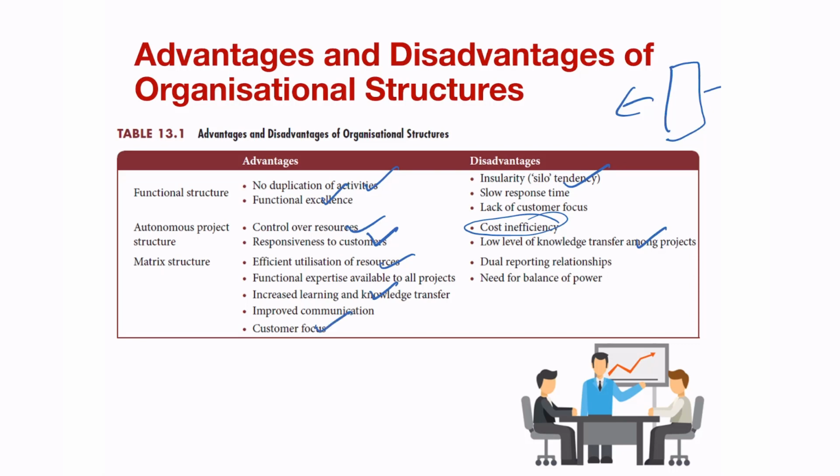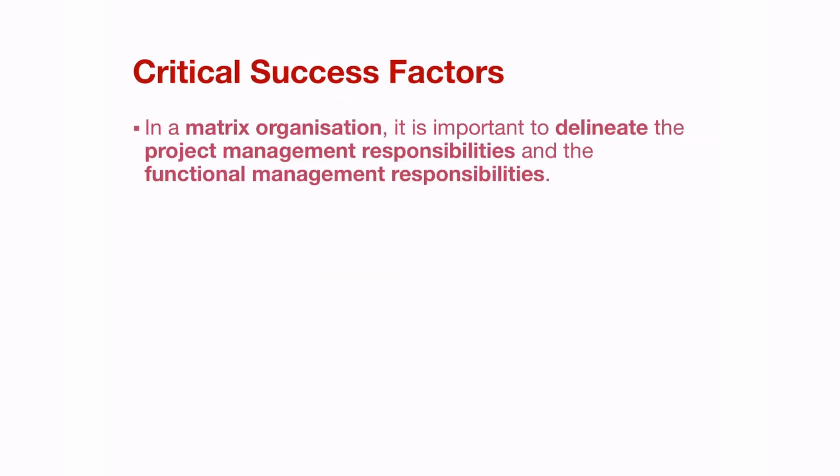The only disadvantage is that there's this dual reporting structure in which you have your own direct line manager, but also the project manager that is vying for your attention. And this is where the scheduling conflicts come in, and you need to balance that power. So finally, looking at a matrix organization, it's important to delineate the project management responsibilities and the functional management responsibilities. What happens in the project and what happens in your day-to-day workflow.